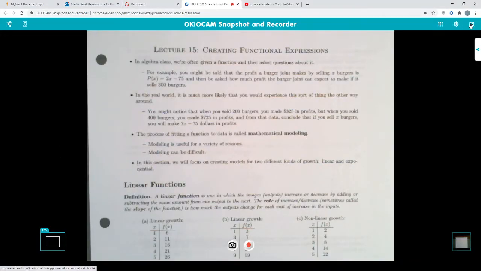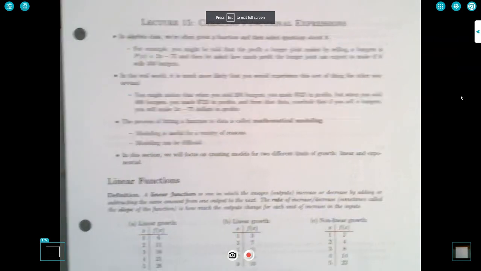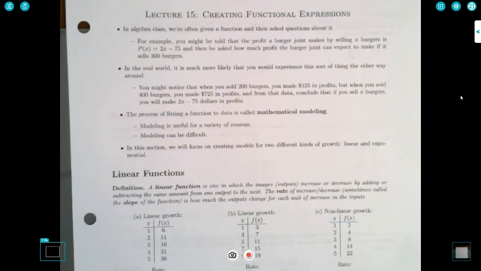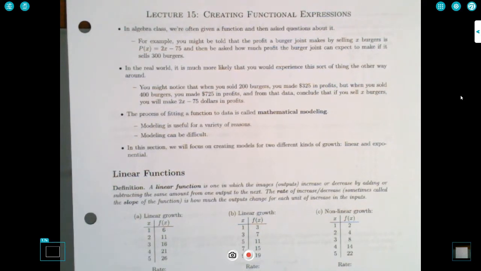Okay, so now that we've introduced the concept of functions, I want to talk about creating functional expressions. What I mean by that is I want to talk about how to fit a function to a set of data that you have. So in algebra class, if you ever took algebra in high school or whatever, we're often given a function and then asked questions about it.